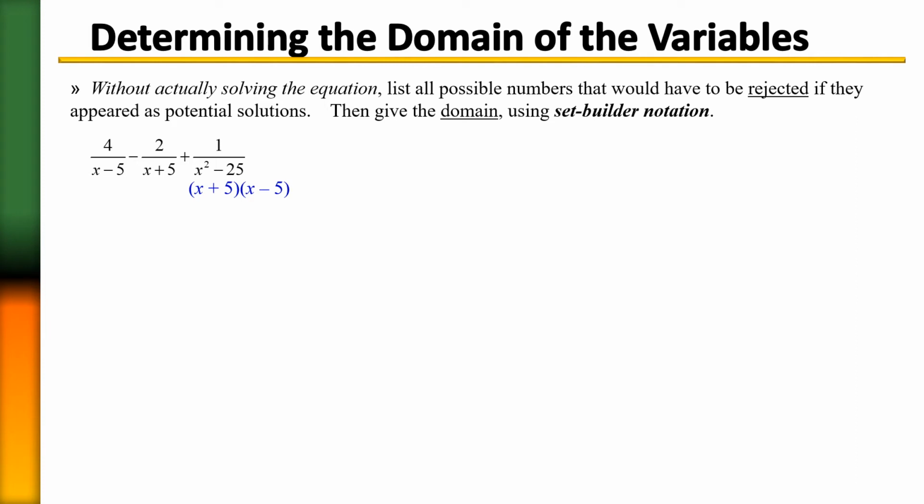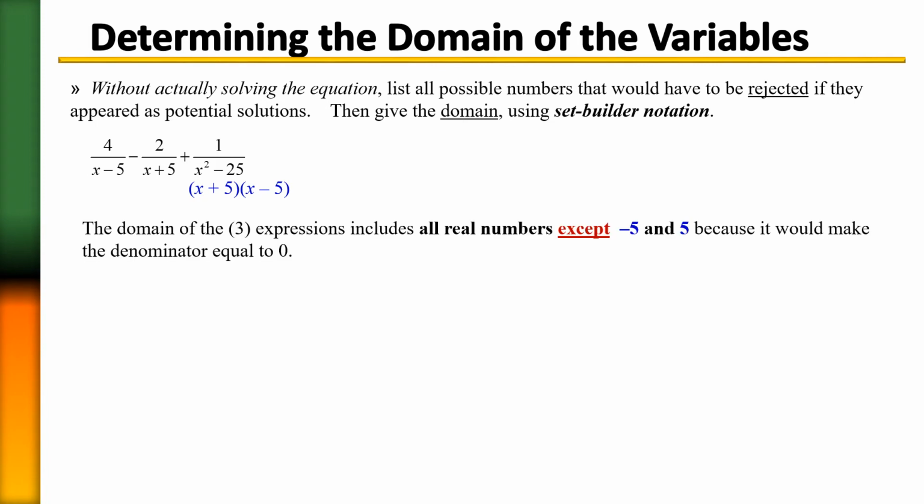So when we solve those two for x, then our two numbers of possible potential solutions would be -5 and +5. And those would be the two numbers that if we were to get those as solutions, we would have to reject them and throw them out, because those two numbers would make the bottom undefined if you were to plug them back into the equation.